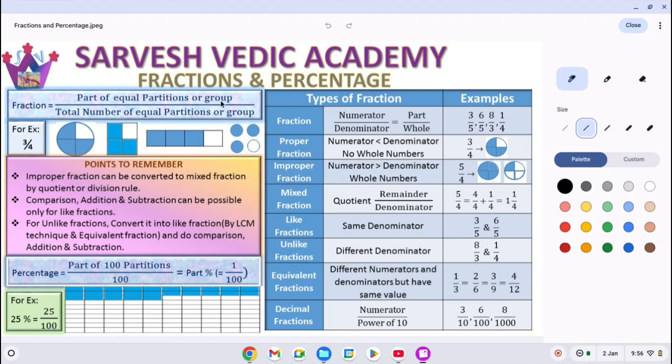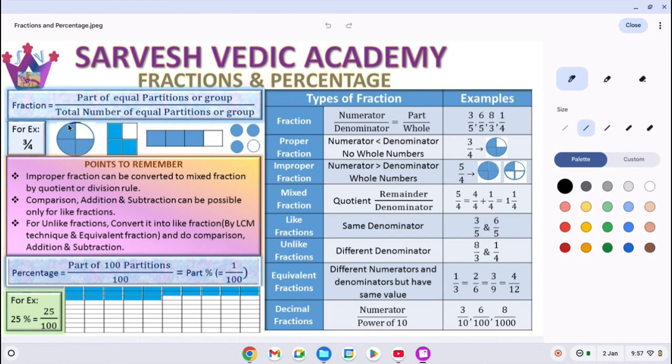Today we are going to see what is fractions and what is percentage, and we can discuss the types of fractions here. What do you mean by fraction? Fraction is nothing but representation of a number with respect to the whole.